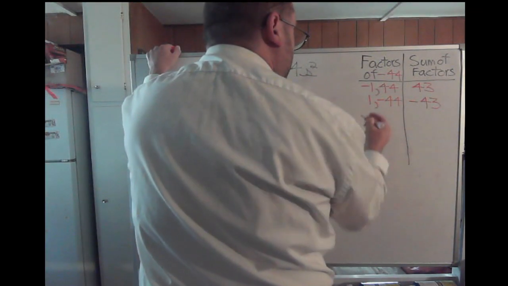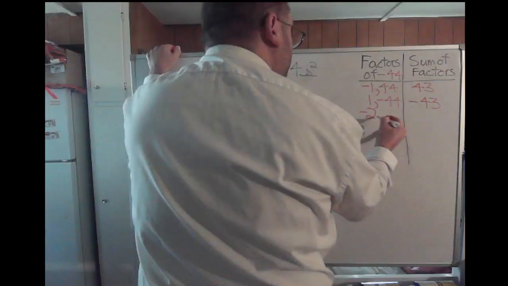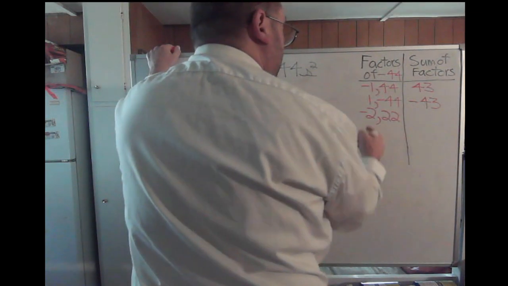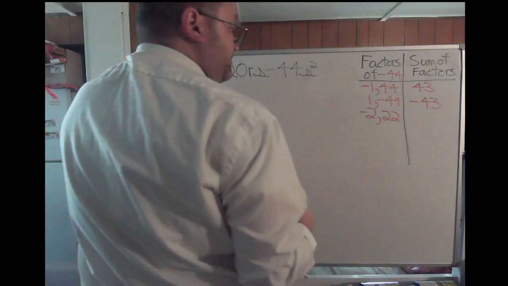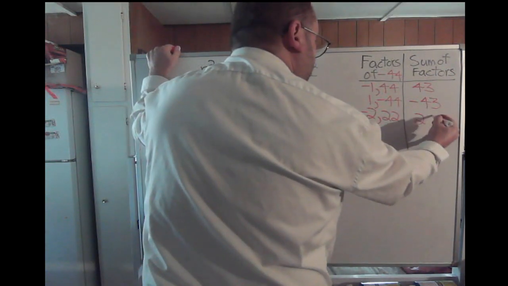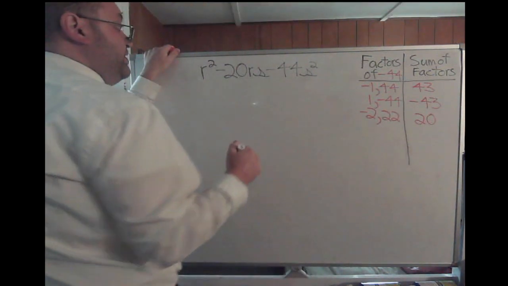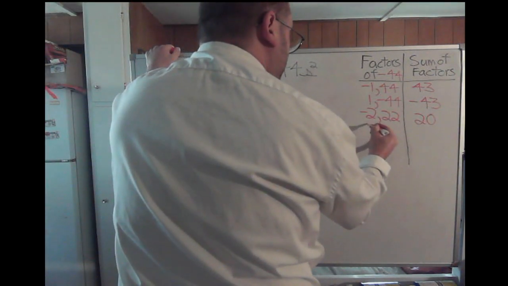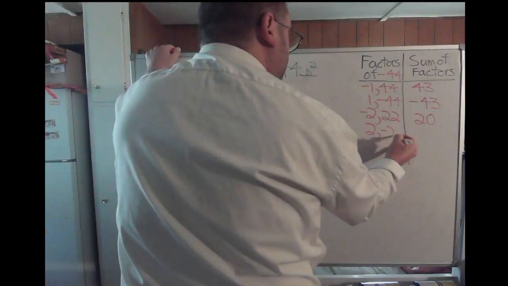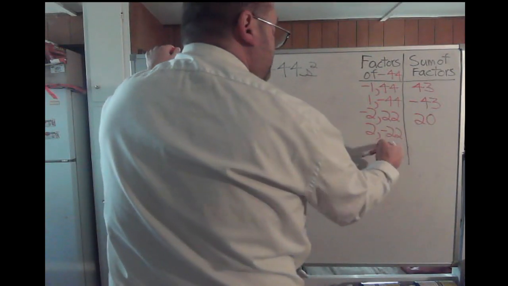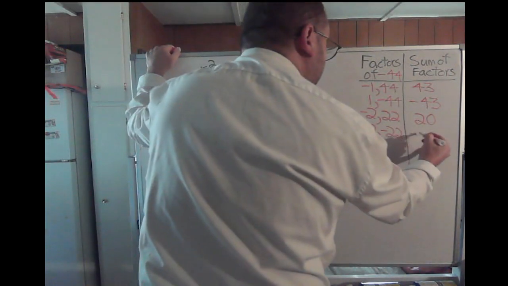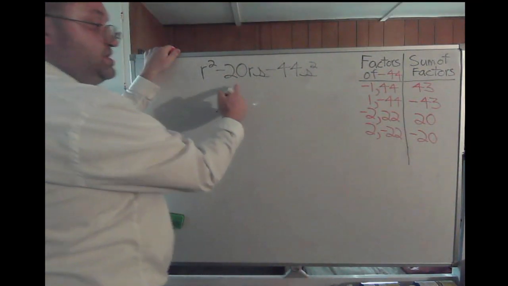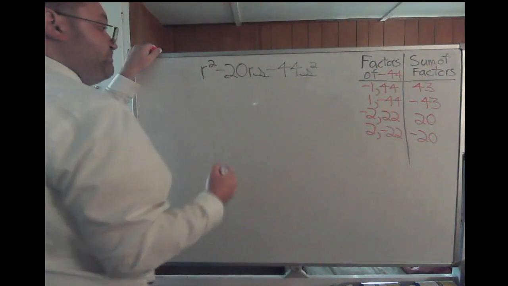That doesn't work. So next, how about negative 2 and positive 22? Add negative 2 and positive 22 together, you get positive 20. Well, you need your coefficient to be negative 20 in the middle, not positive 20. That doesn't work. So how about positive 2 and negative 22? Add 2 and negative 22 together, you would get negative 20. And that's exactly what you need, because your middle coefficient is negative 20, so we found it.